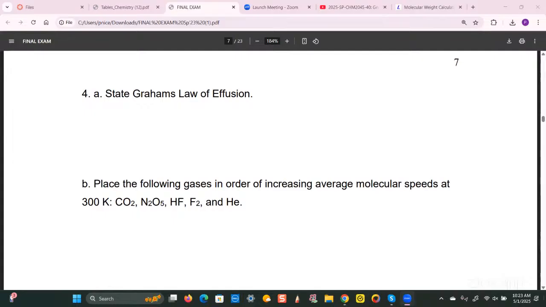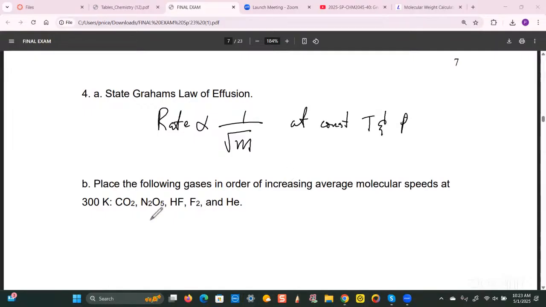One way of expressing it mathematically is this right here: rate is proportional to 1 over the square root of molar mass, at constant temperature and pressure. Basically, this law is telling you that the heavier the gas molecule, the slower the rate of diffusion, provided that the temperature and pressure are constant. And that is key to answering the B part.